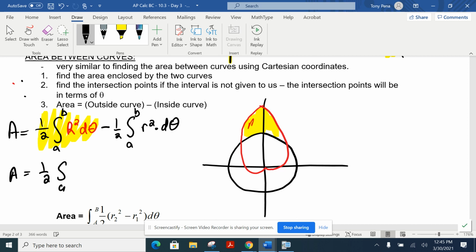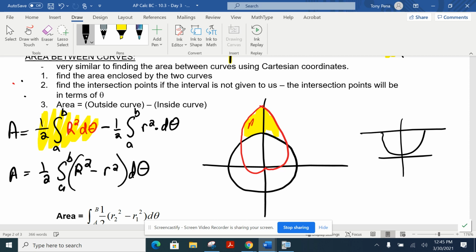And then you're going to go from A to B, and we would just be doing the big R squared minus your little r squared, and then our d theta. Here's where we now need to be careful. Whenever we would have done something in the past, so let's say I gave you this line and this line, and we did the top curve minus the bottom curve, that's top minus the bottom.